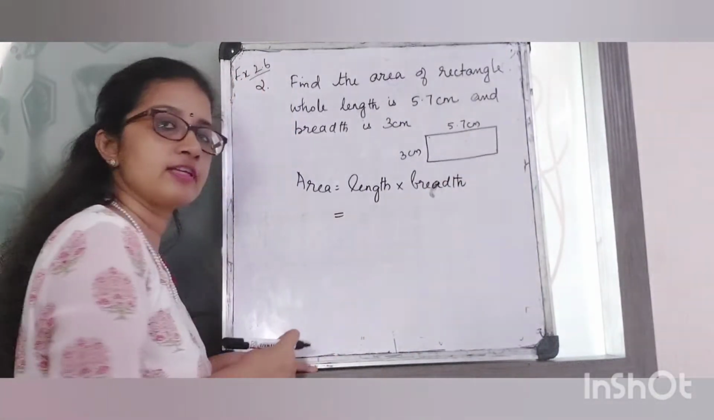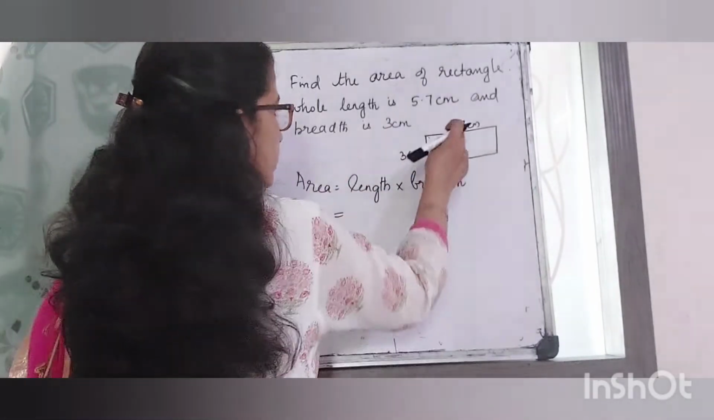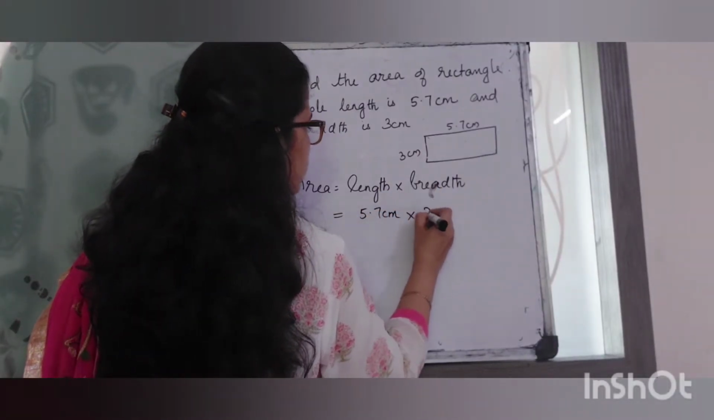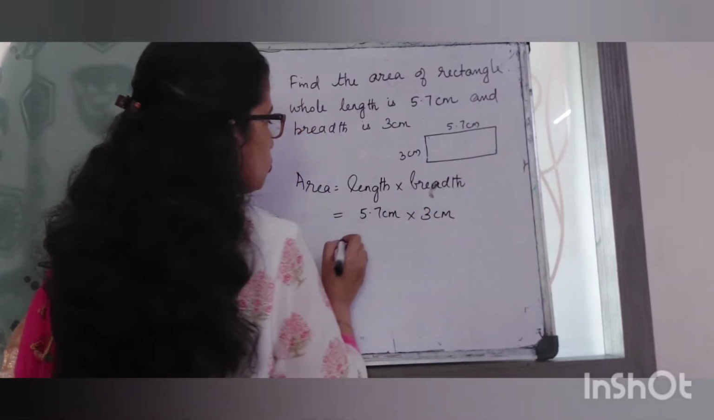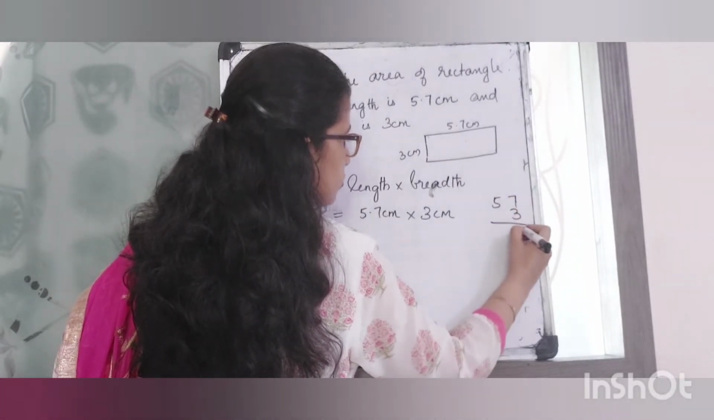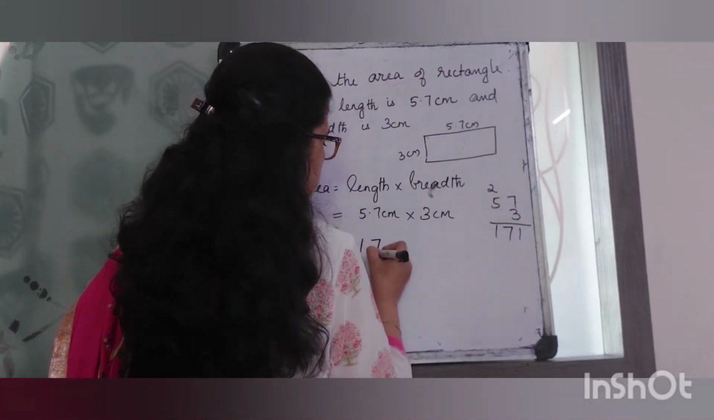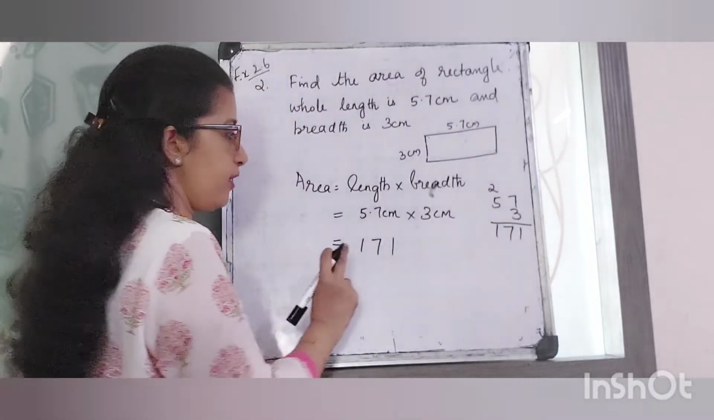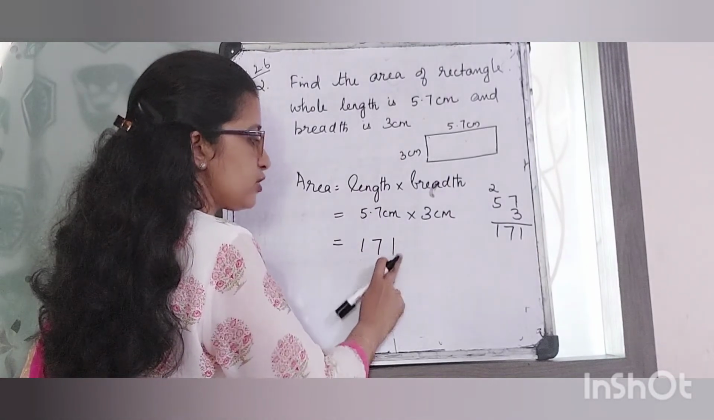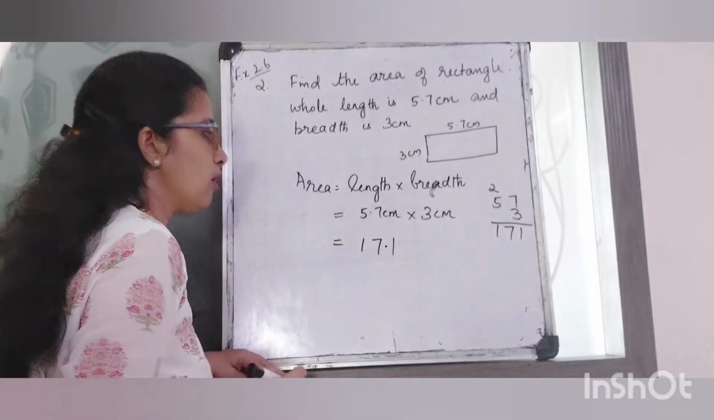So it is very easy after this. They have directly given length and breadth, right? So we just have to multiply the two numbers. So what is the length? 5.7 centimeter into 3 centimeter is equal to, how to multiply? You have to do 57 into 3. 3 sevens are 21. 2, 15, 17. 171. Now where should we put the decimal point? Here 1 digit is there after the decimal point. So in the answer also 1 digit should be there after the decimal point. So the answer is 17.1.